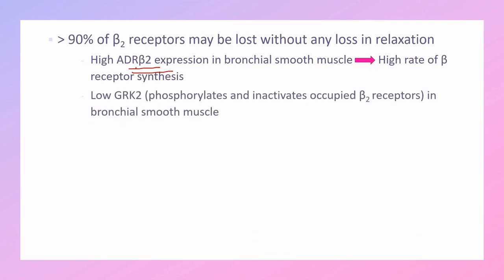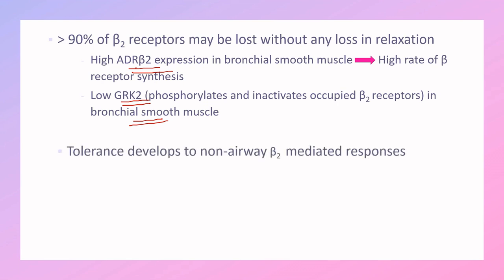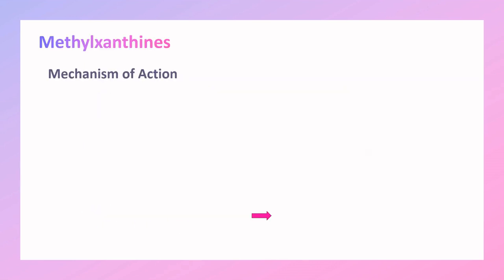Also, low GRK2. This GRK2 actually phosphorylates and inactivates the occupied beta-2 receptors. And since the level of GRK2 is very low in bronchial smooth muscles, this inactivation of beta-2 receptors does not occur. But tolerance does develop. This tolerance develops to the non-airway mediated beta-2 responses such as tremor, cardiovascular responses, and the metabolic responses.